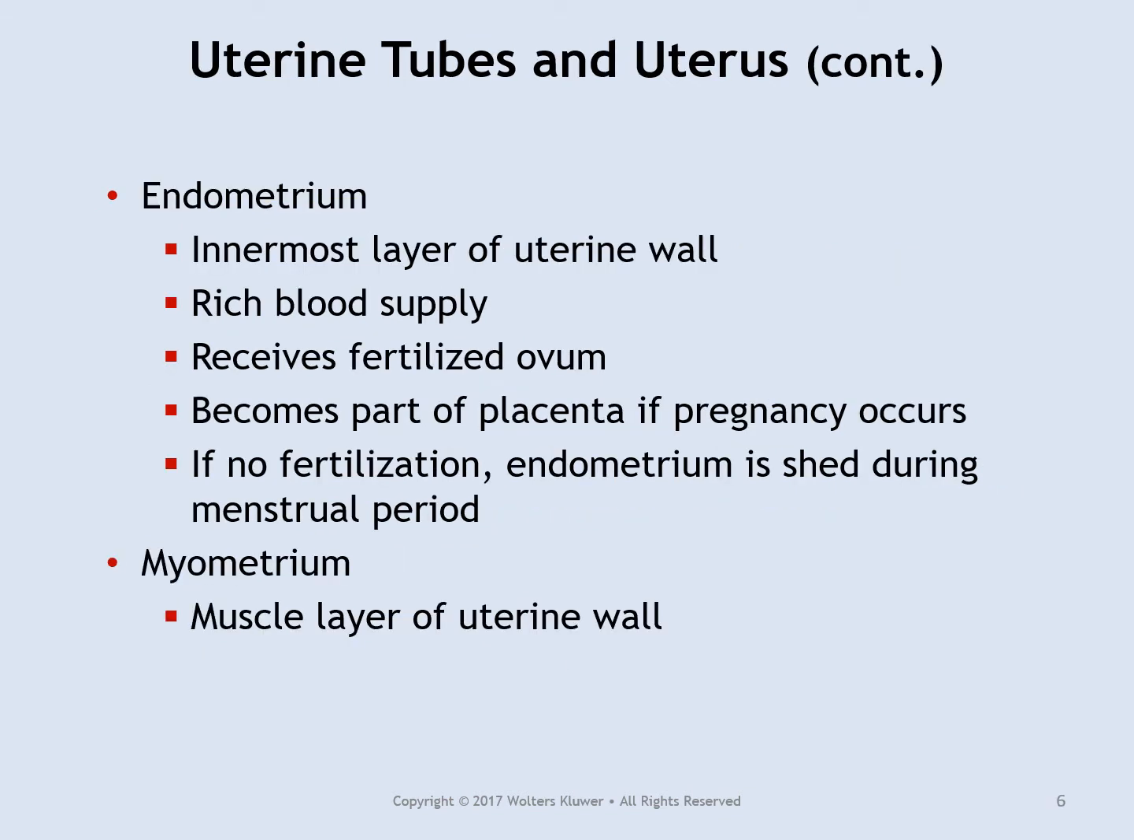The endometrium is the layer that lines the uterine wall. It has a lot of blood and is placed where the ovum implants. And then a placenta will develop, of which the endometrium becomes a part of. And if there is no fertilization, the endometrium is shed during menses. And the myometrium, you should recognize that prefix, is the muscular layer in the uterine wall.